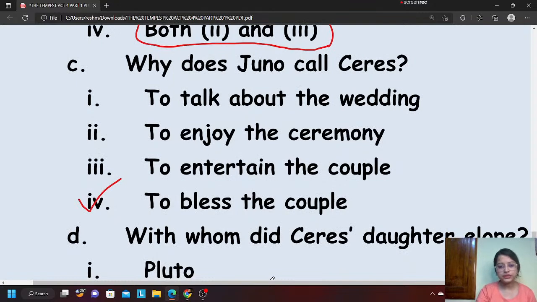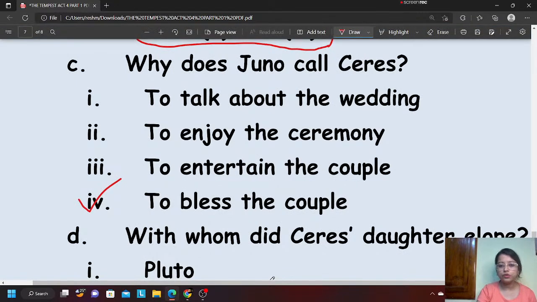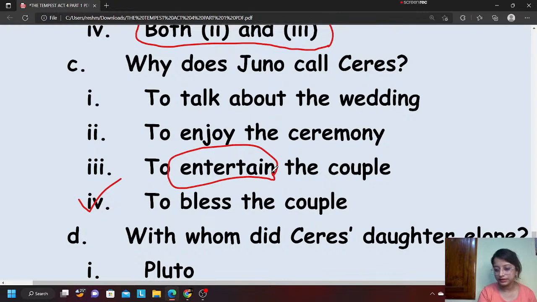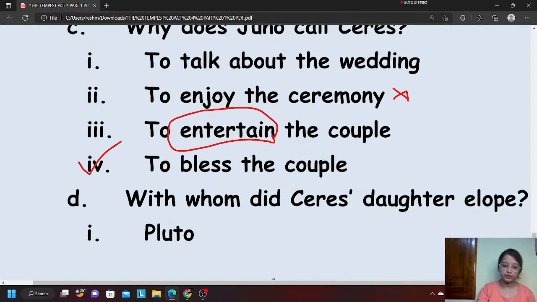3 or 4. Why 3? To entertain the couple. वो कैसे आ रहे हैं? वो goddess है ना? Gods and goddesses हैं. तो ऐसे entertain क्यों करेंगे वो? Bless कर सकते हैं. Entertain नहीं हो सकता है नहीं? John is saying option number 2 to enjoy the ceremony. No. Ceremony is to be enjoyed by whom? By Ferdinand and Miranda. Enjoy उसको करना है, लेकिन bless कौन करेगा? Ceres, the goddess of sky, the queen of sky, goddess of earth, ये लोग करेंगे. So bless will be the correct word.